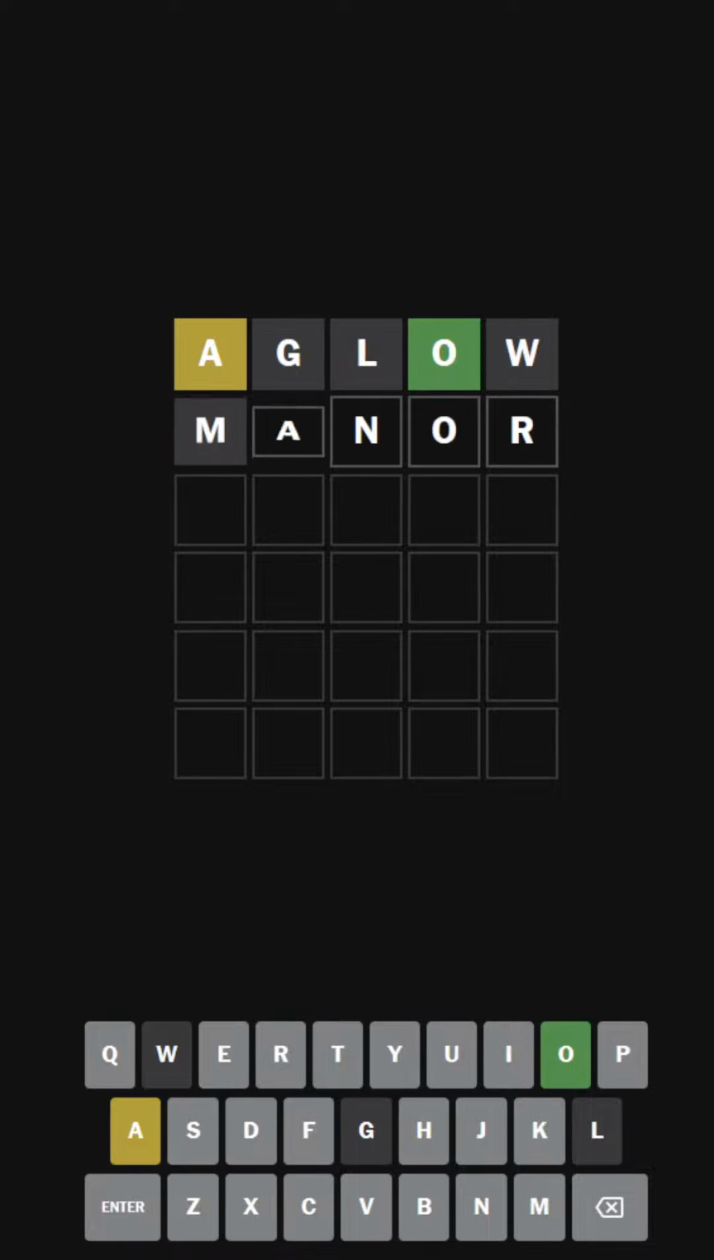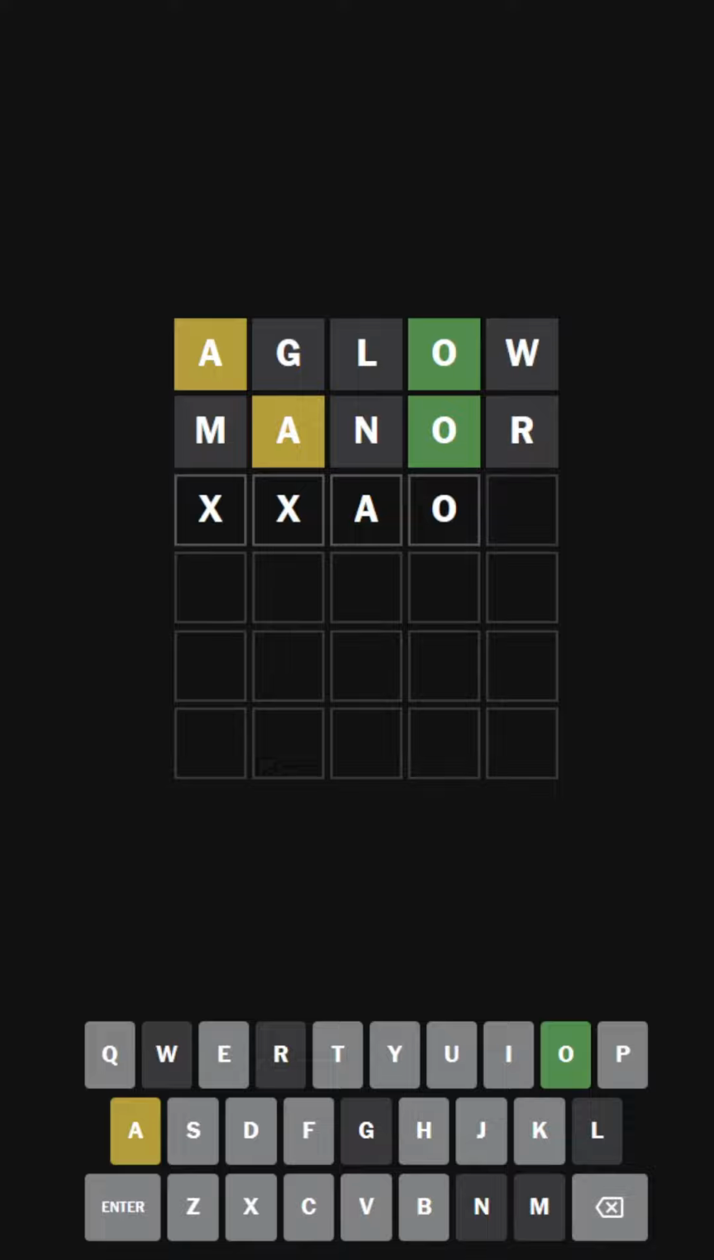Manner. No. And the A doesn't go there either. Oh, which means it's either AO. Oh, it could be OA. What words end in OA? Like, I can think of OA.